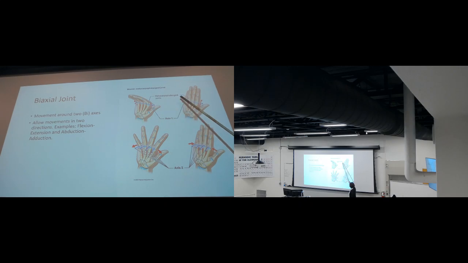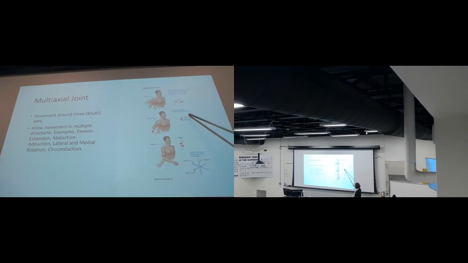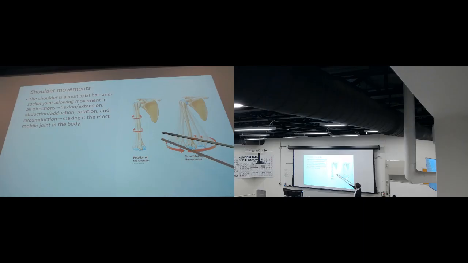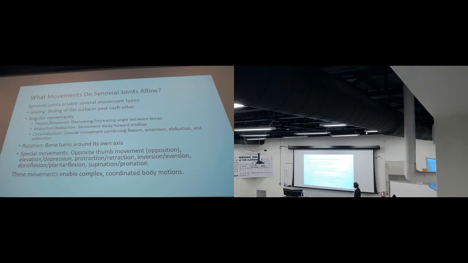So this case will be in one axis and a second axis. So you can do flexion, extension, and abduction, adduction. Multiple axes. Medial rotation, lateral rotation in the shoulder. Like this, or circumduction in this way, or broader circumduction. So it's a ball and socket.